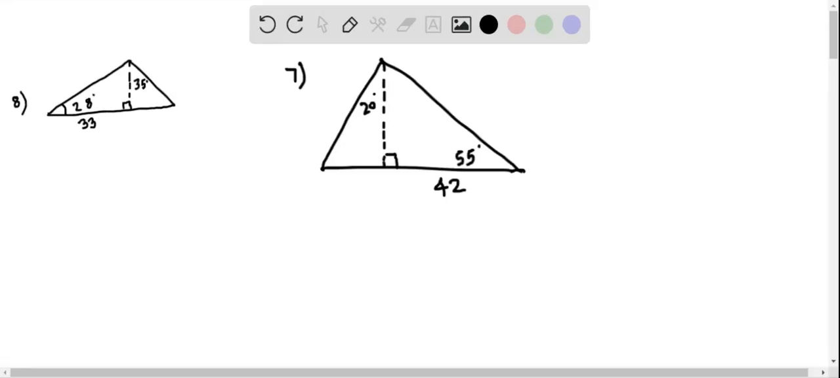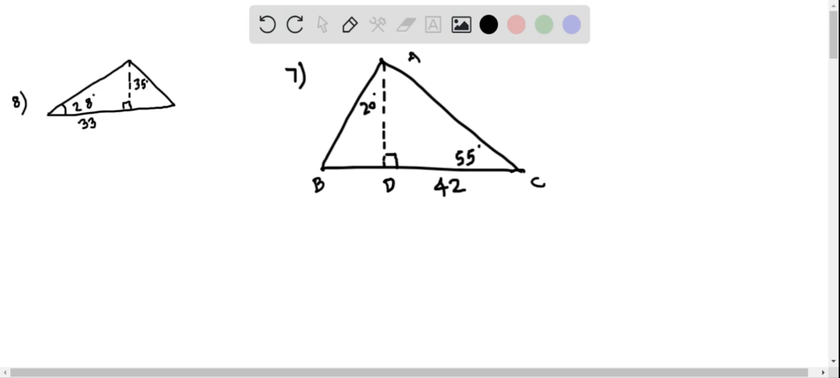We will determine the area of these two triangles. First, let's do question number 7. We have this triangle with angle measurements, and part of the side length is given as 42. As a first step, I'm going to mark the vertices: this top one as A, this is B, and this is C, and the point where the height intersects the base as D.